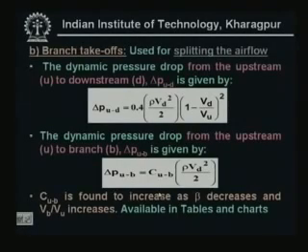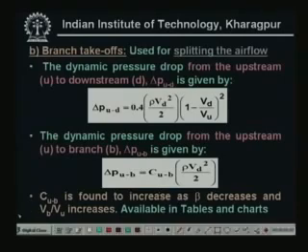So the dynamic pressure drop from the upstream to downstream, that is delta P subscript U to D, is given by this equation. Delta P U to D is equal to 0.4 multiplied by the velocity pressure in the downstream, rho Vd square by 2, multiplied by (1 minus Vd by Vu) whole square. Here Vd is the velocity of air in the downstream duct and Vu is the velocity of air in the upstream duct. If you know the dimensions of the duct and the flow rates through each portion, then you can easily find out all these parameters and the dynamic pressure loss because of the branch takeoff from upstream to downstream.